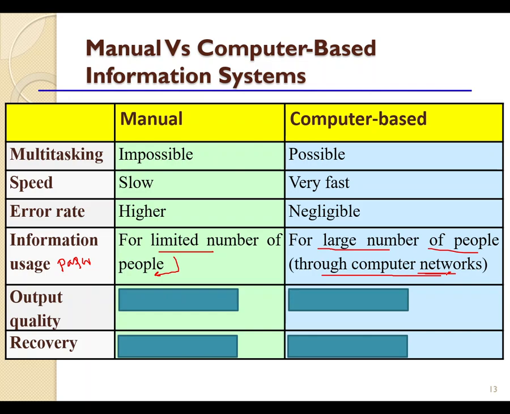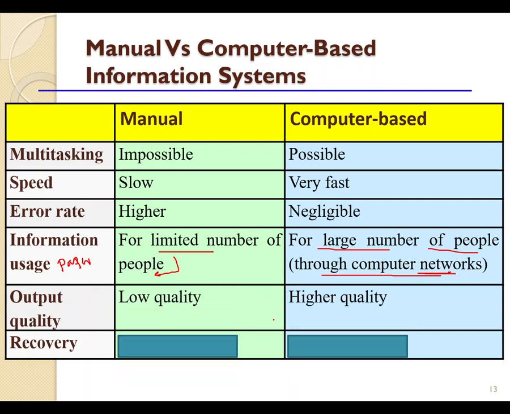The best example is your results: A-level results, O-level results, even your university level results. Once they are published on the website, you can access them from anywhere in the world, so many people can access them at the same time. But if the results are printed onto a sheet and kept on paper, only a limited number of people can peep into it. So that's a limitation, but computer-based has no such limitation.